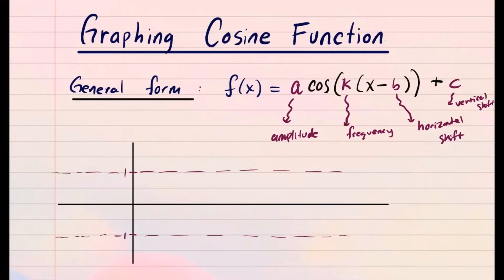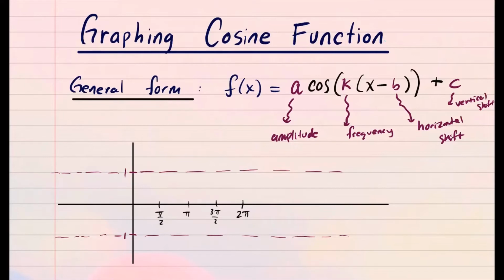And cosine completes one period from 0 to 2 pi. So you subdivide this length into 4 subintervals, 1, 2, 3, 4. So each of these will have a length of pi over 2. So this is pi over 2, this is pi, this is 3 pi over 2, and then 2 pi. And the same thing repeats on the left side as well, but let's just focus on one period.